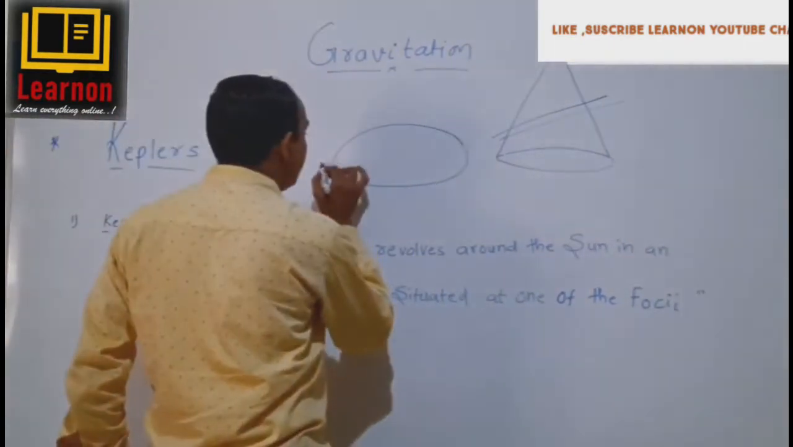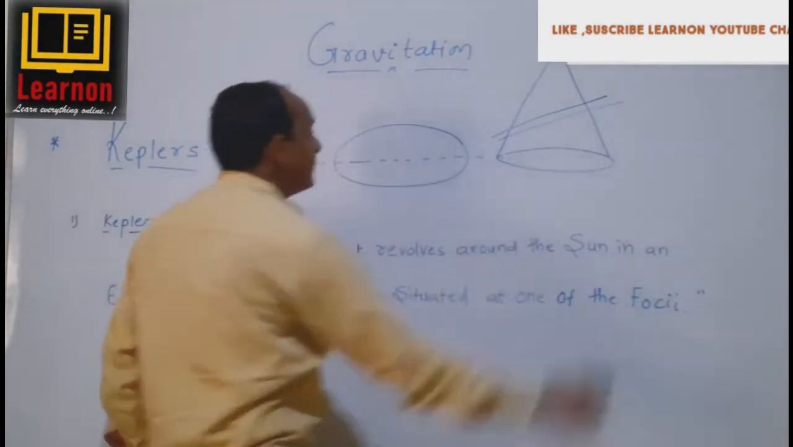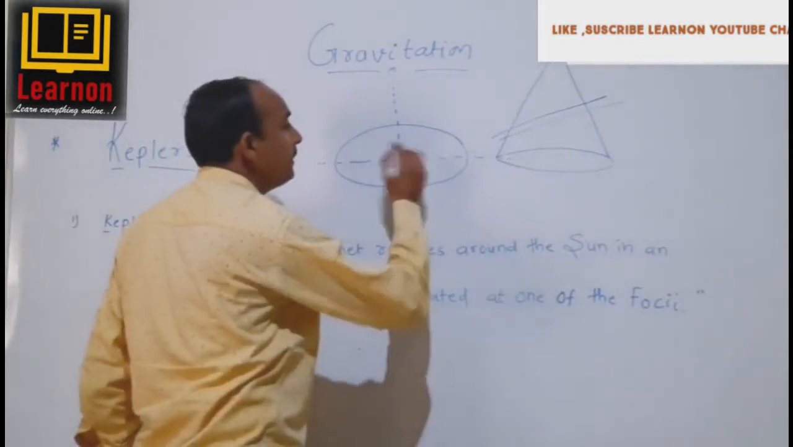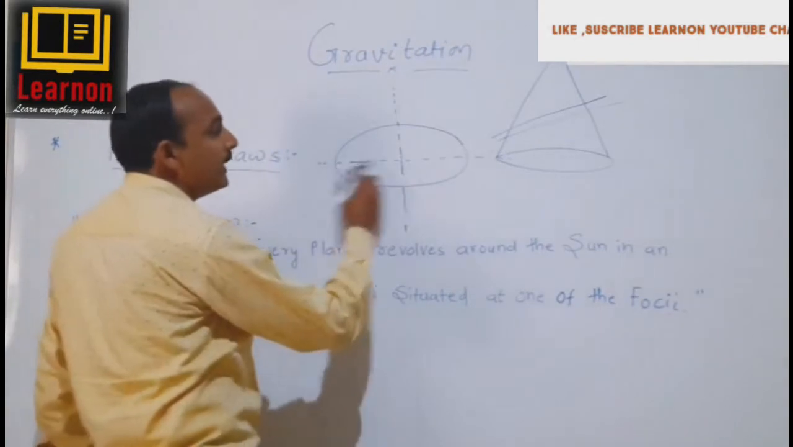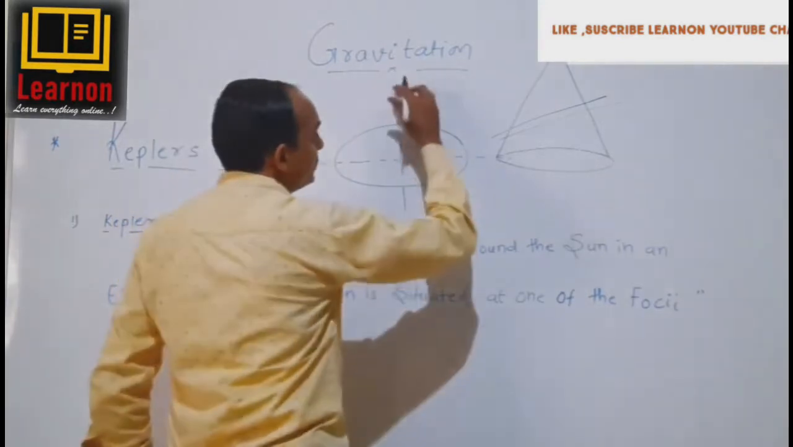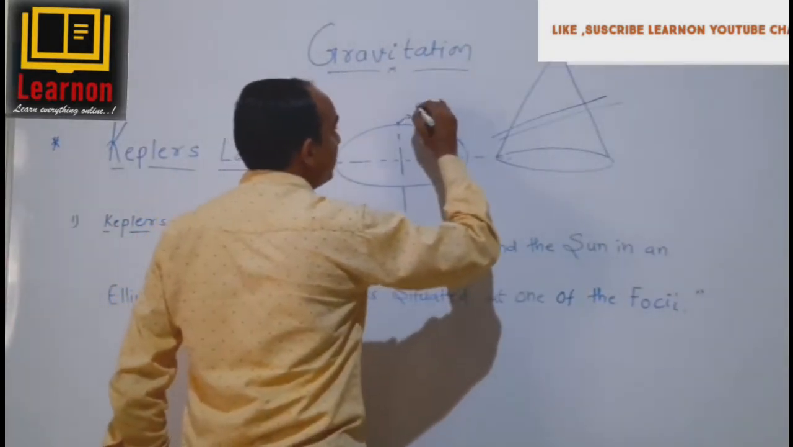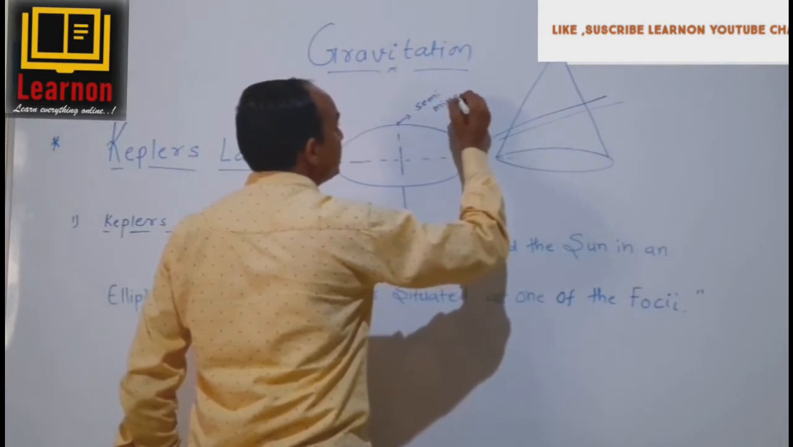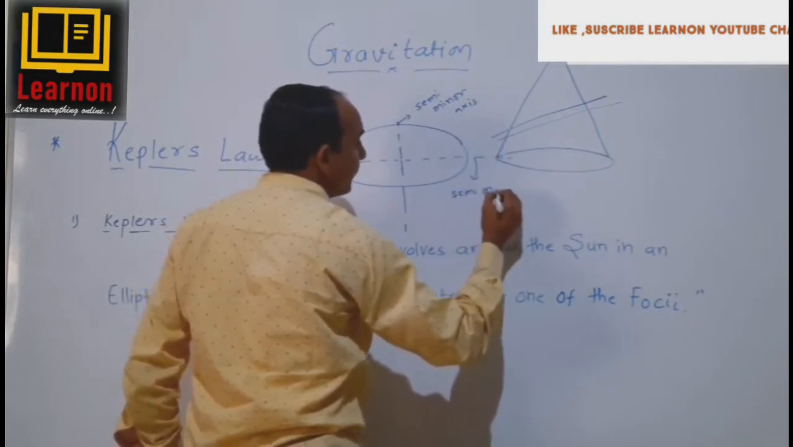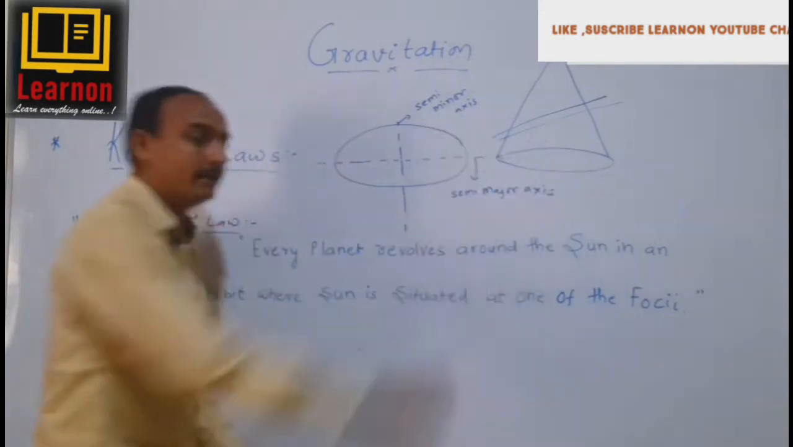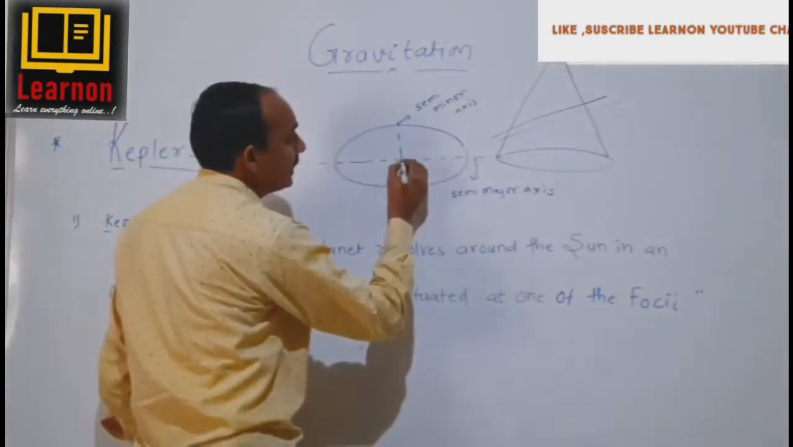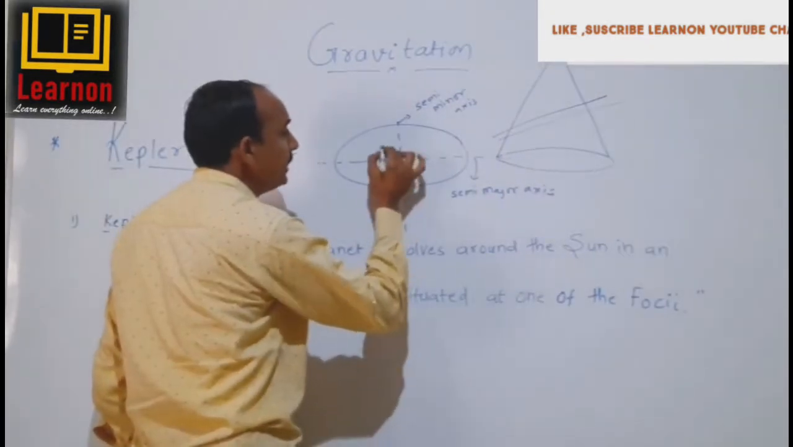There are two axes in this ellipse. One is called the semi-major axis, the other is called the semi-minor axis. This is the semi-major axis, this is the semi-minor axis. Why is it called major axis? You can see this is major, in the sense mota hai. Minor in the sense it's small. That's why it's called the semi-minor axis. This is the center of the ellipse.